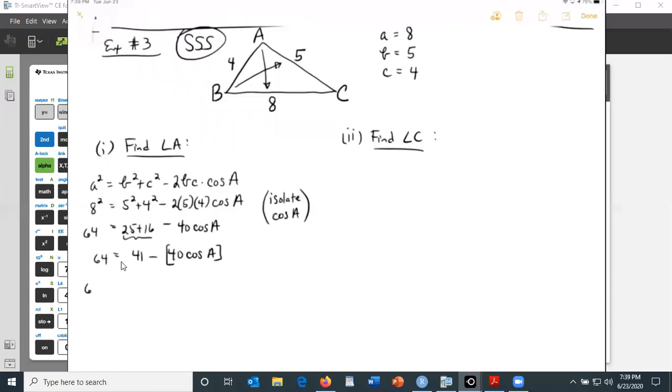All right, however, you can subtract 41. And then that leaves you with minus 40 cosine of A. And then you can divide by the negative 40. That'll work. I can divide out a number from a multiplication. So here I get cosine of A equals what? On top, I can subtract and get 23. And there's a minus 40 down there. So that means my whole fraction is just a negative value.